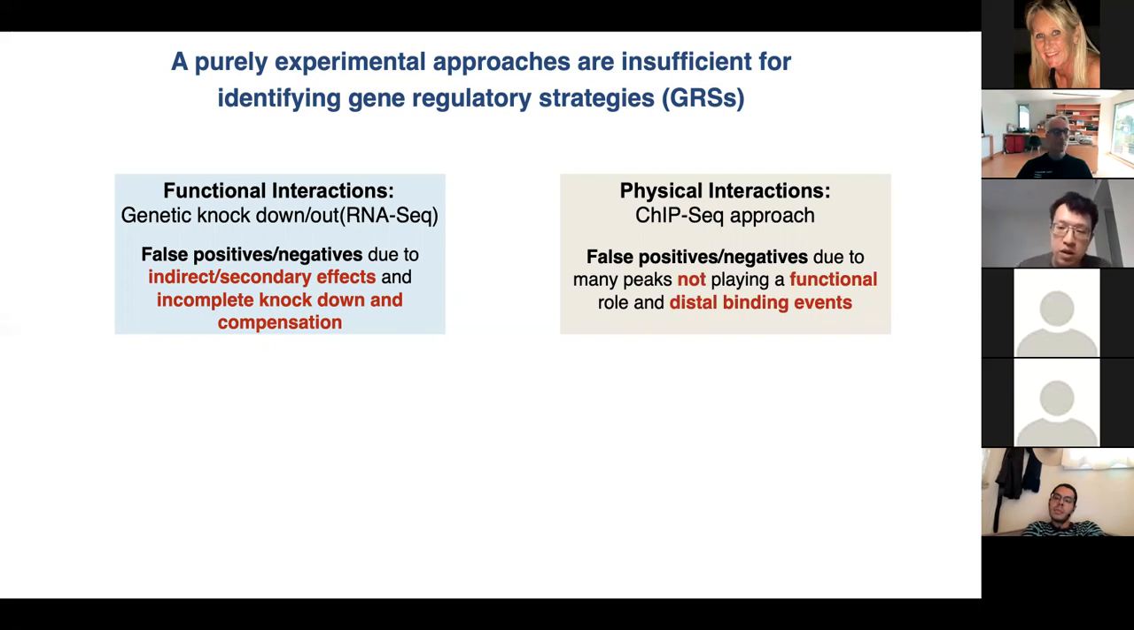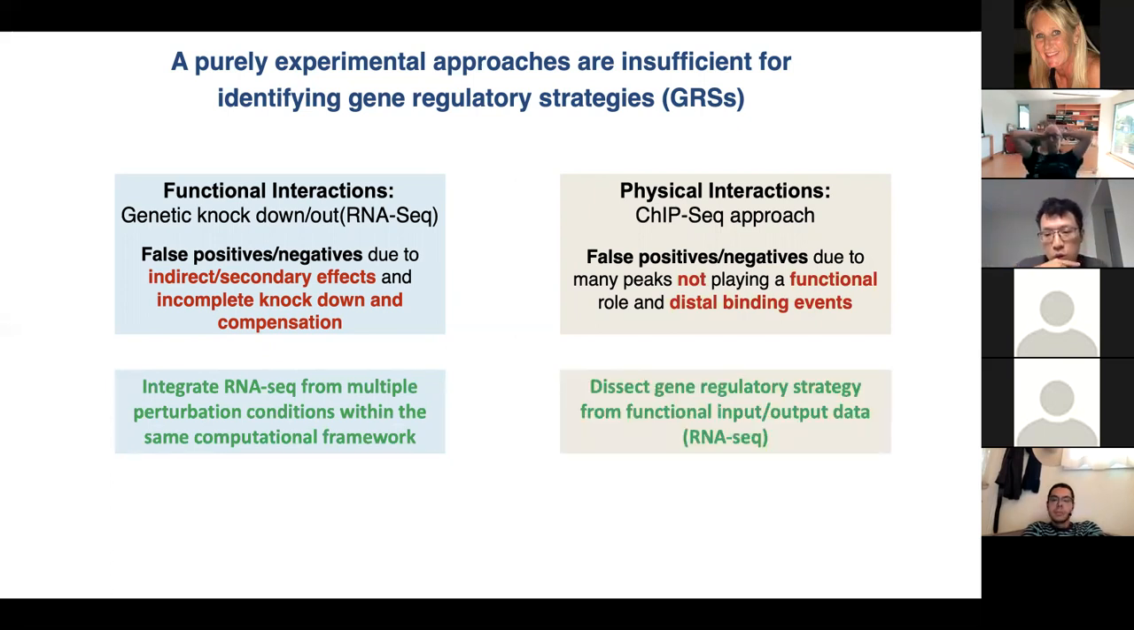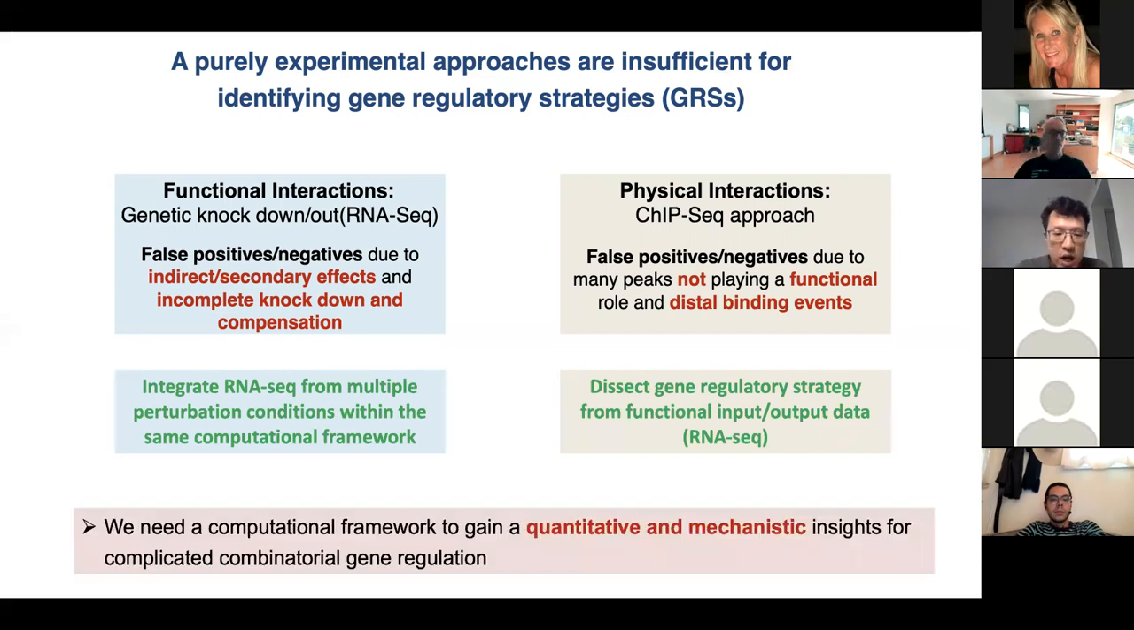There is still a great challenge in linking enhancers with promoters and genes. This is also a big challenge in the gene regulatory study field. So the key idea is how we can integrate RNA-seq from multiple perturbation conditions within the same computational framework. We probably want to fully understand gene regulatory strategies mostly from perturbation data rather than from the functional data captured by ChIP-seq. Therefore, I've developed a computational framework to gain quantitative and mechanistic insights into combinatorial gene regulation.